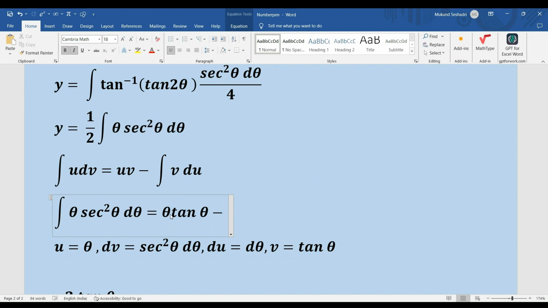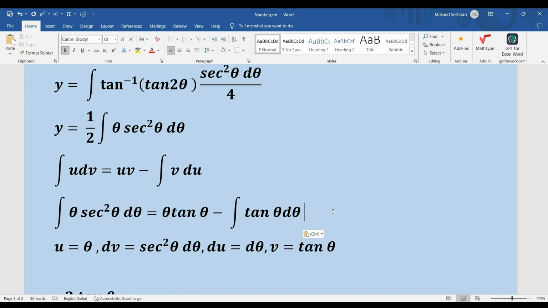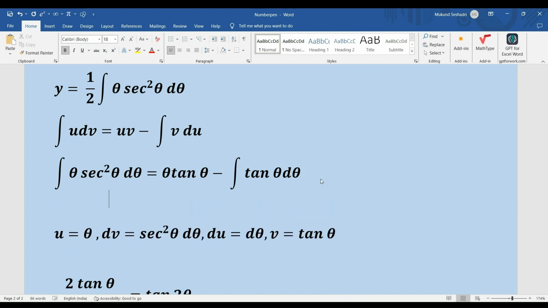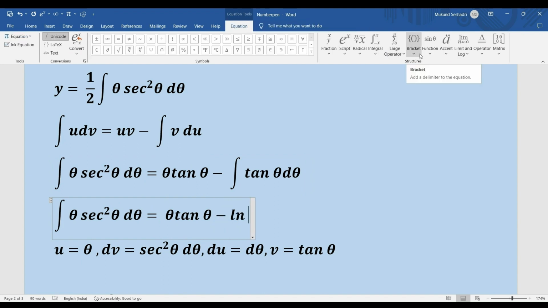Now what is my du? My du is nothing but d theta, my v is tan theta. So I'm left with integral of tan theta d theta, right? So what is my integral of tan theta d theta? My integral of tan theta d theta is nothing but log of mod of secant theta plus c, right? So I have the answer for integral of theta secant square theta d theta, which is nothing but theta tan theta minus ln of secant theta plus c, right? And remember, folks, I have my mod here.